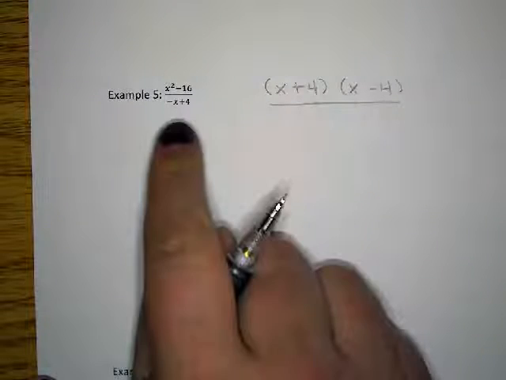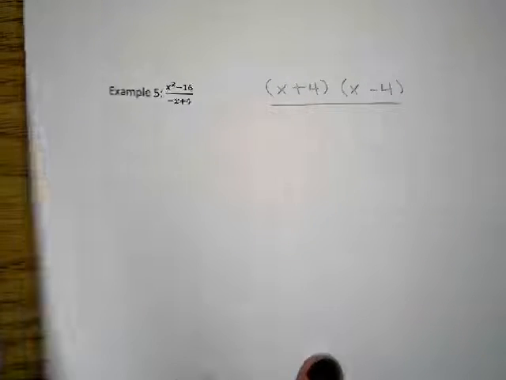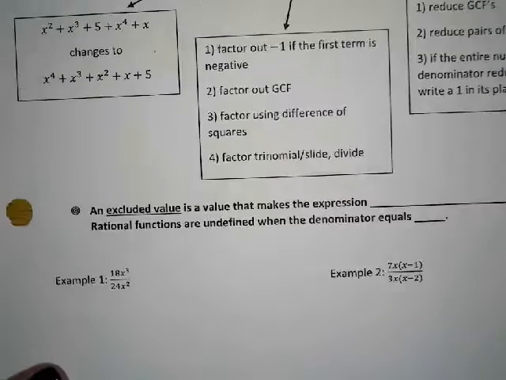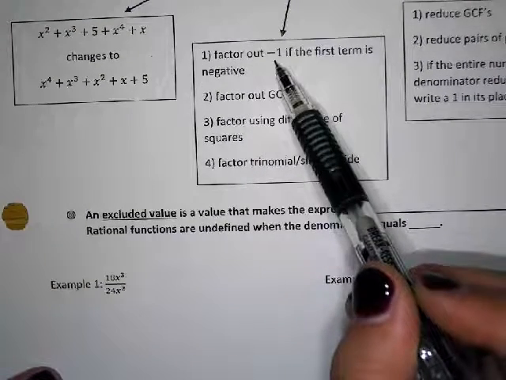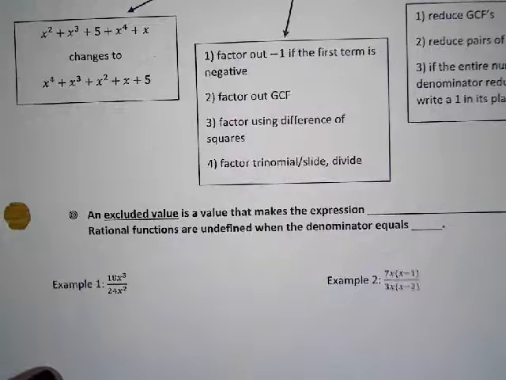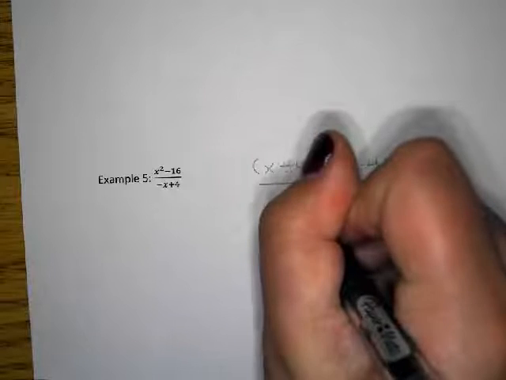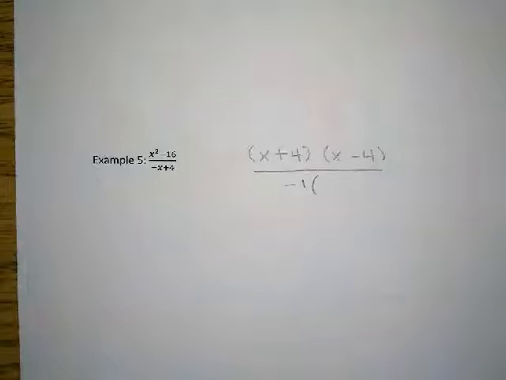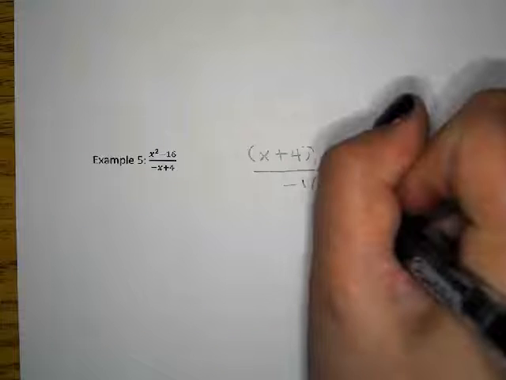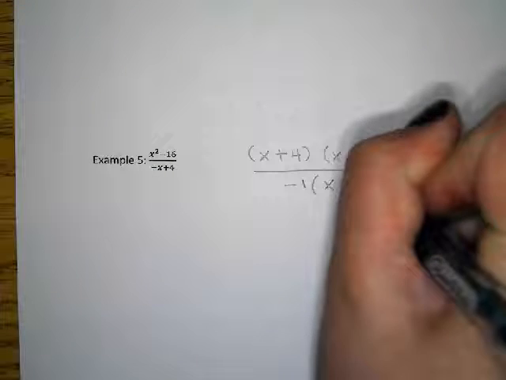And then for the bottom, the type of factoring we have to remember is that if we have a negative in the front, we're going to factor out a negative 1. So we're going to take a GCF of -1 out. And then what are the leftovers? X minus 4.